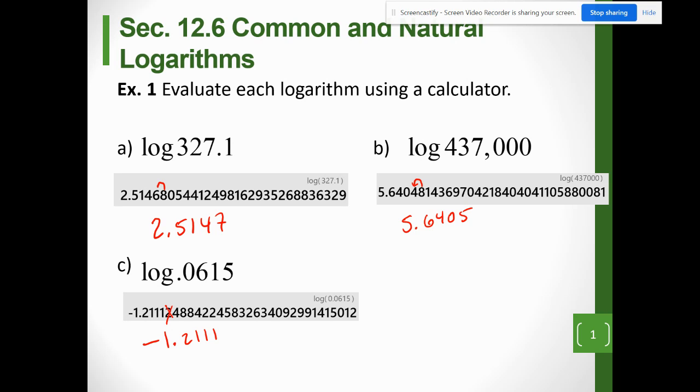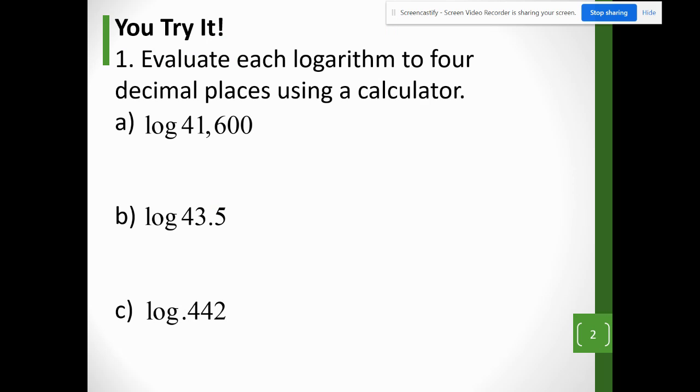Like I said at the beginning, I want you guys to practice. Type it in on your calculator. You guys will try this at home, and this should be your answers.